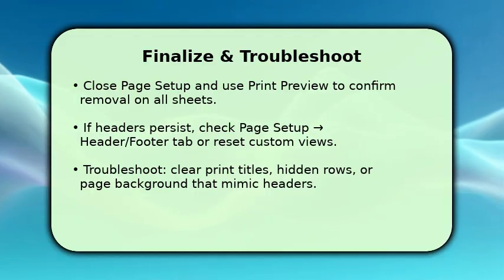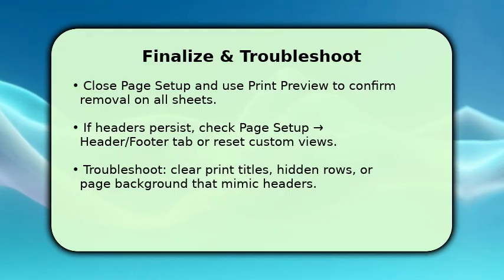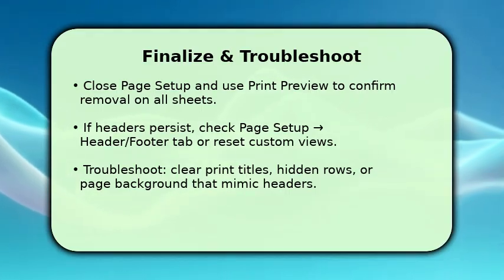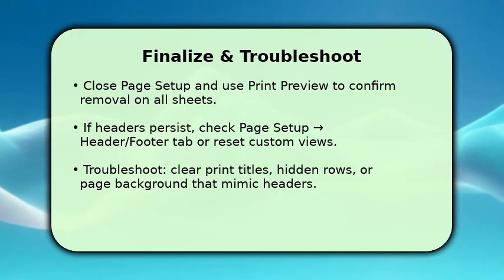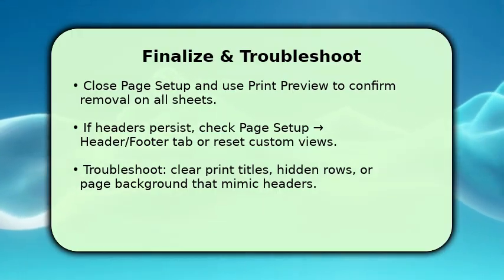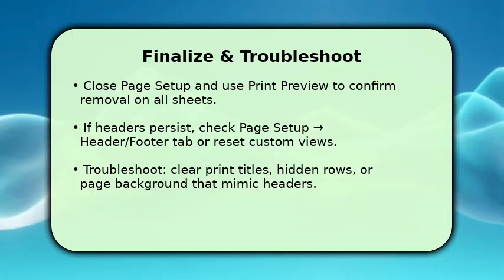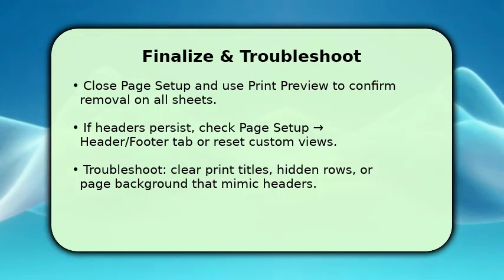If you used Remove Header/Footer and something remains, open Page Setup, Header/Footer tab to confirm defaults, and check for defined print titles or repeated rows that look like headers. Make sure no page background or frozen top rows are creating the illusion of a header. If problems continue, save, close, and reopen the file to refresh Excel's view before rechecking.